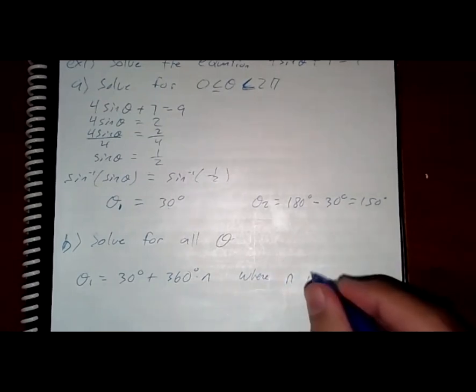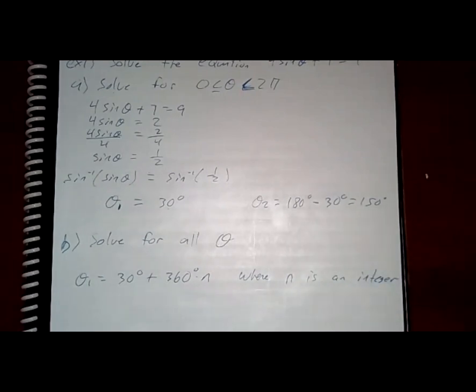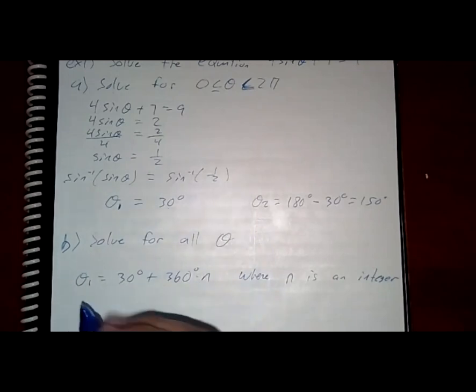Where n is an integer. Does that make sense what I'm saying here? You see how if n is 1, then I go around one time and land on 30 degrees. If n is 2, I go around twice and land again here. Because these functions are periodic, I can do that forever, right? If n is 0, well, I get the original. If n is negative, well, I go the other direction. I'm still going to land here, no matter what.